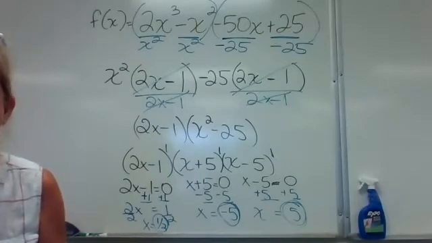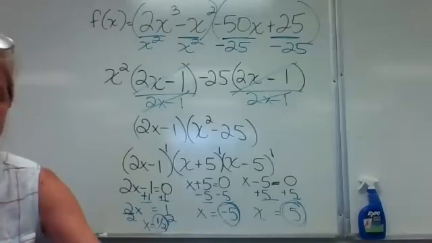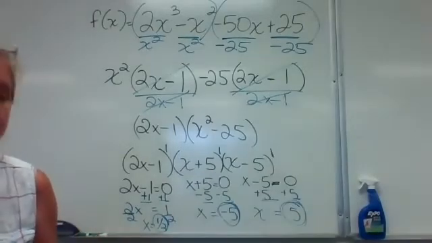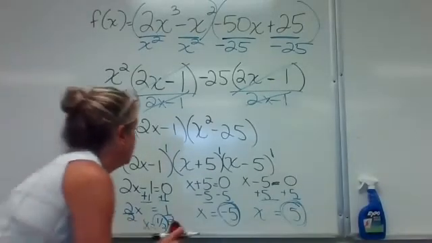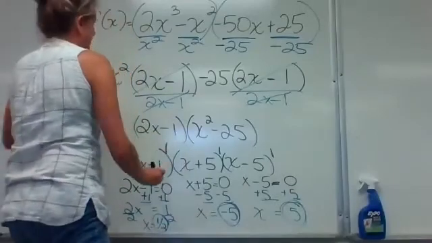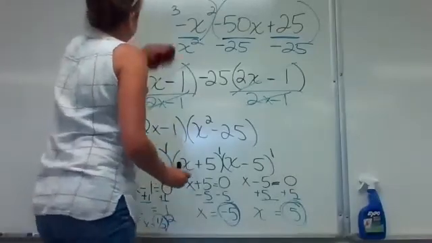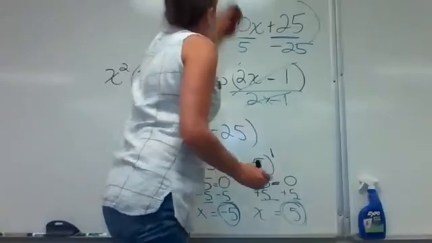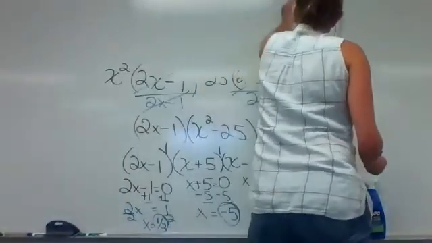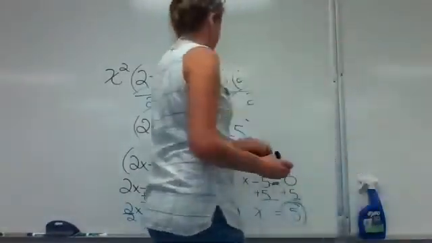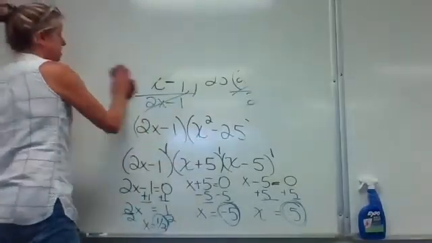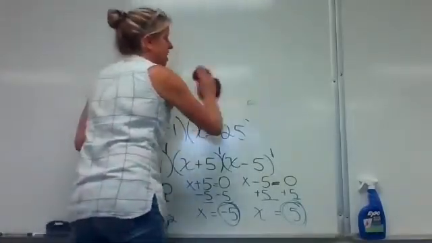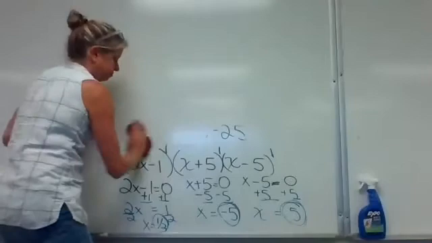Okay, so what does this multiplicity thing even mean? Remember, the multiplicity is that outside exponent number. So what it's telling you is there are actually 2 different kinds of x-intercepts.